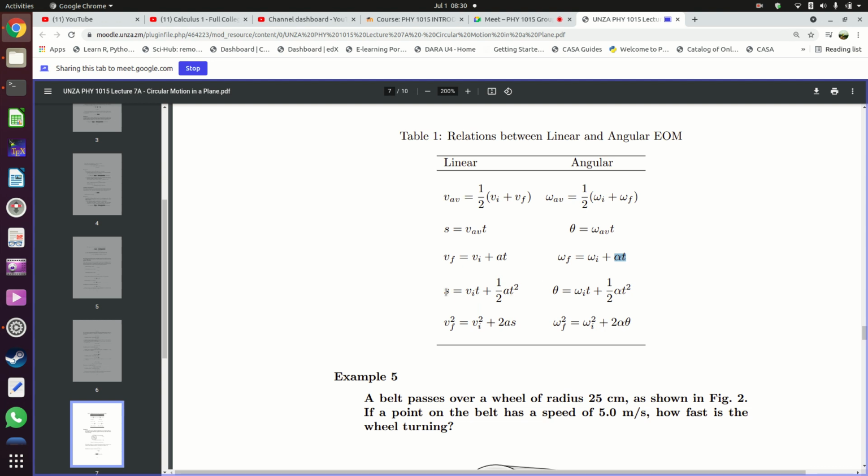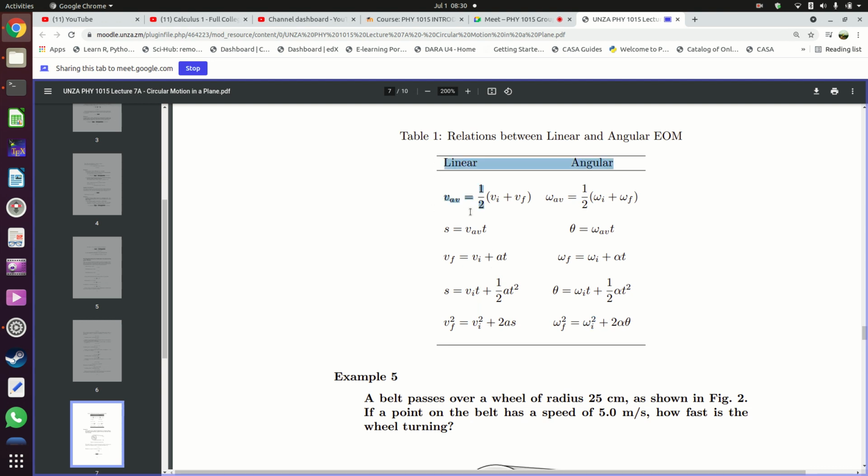This equation here, s is equal to Vi t, the initial velocity multiplied by t, plus half a t squared. This side, theta is equal to omega i t plus half alpha t squared. Here, V squared, the final velocity squared, is equal to the initial velocity squared plus 2as. This side, omega f squared, the final angular velocity squared, is equal to the initial angular velocity squared plus 2 alpha theta.